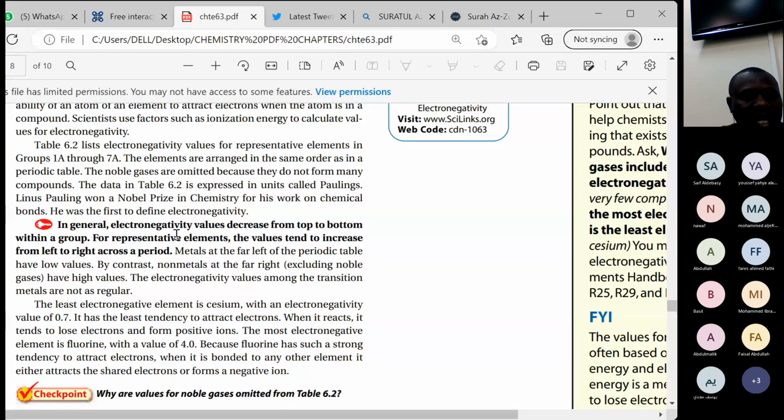So in general, electronegativity values decrease from top to bottom within a group. We have said the reason. For representative elements, the values tend to increase from left to right across a period. So across the period, electronegativity increases. Why? Because across the period, the size of the atom decreases because nuclear charge increases. And down the group, the electronegativity decreases. Why? Because the size of the atom increases down the group and nuclear charge decreases.